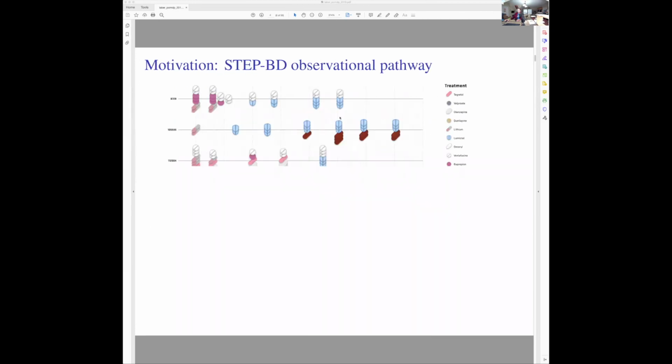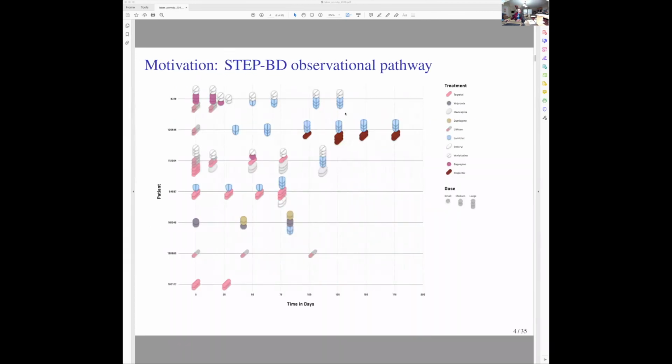So these intervals are irregularly spaced, which is why we have a semi-Markov model for the latent state. And also we let the arrival time be random. So these are random variables. They're not equally spaced. So the visit time and the time between visits are treated as random.